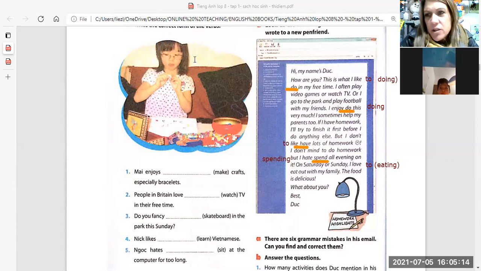No. You don't say to eating. You either say to or you say eating. To eat or eating. You don't say to eating. Okay. Eating. Yes. You either say to or you say eating. It's like that. So it's either or. Okay.